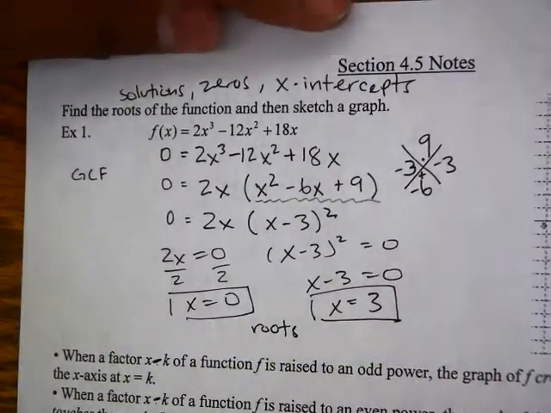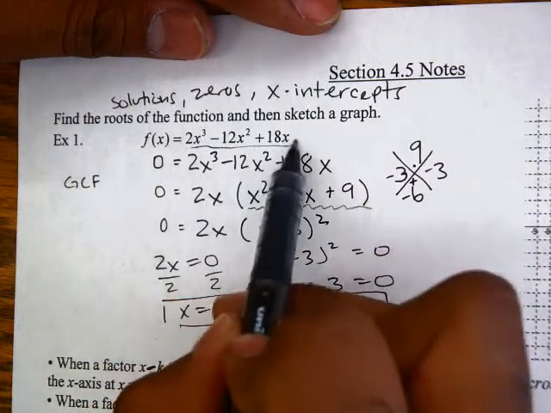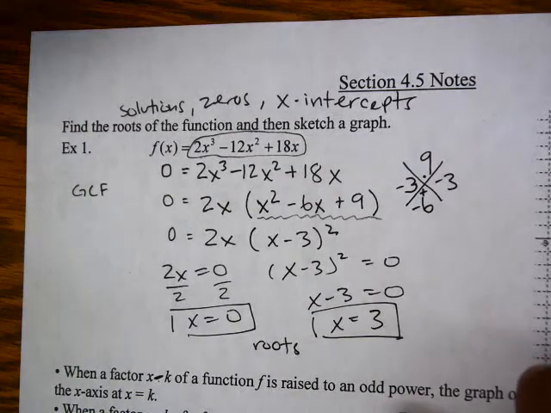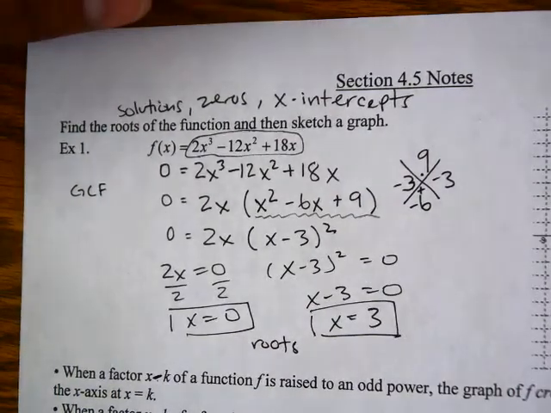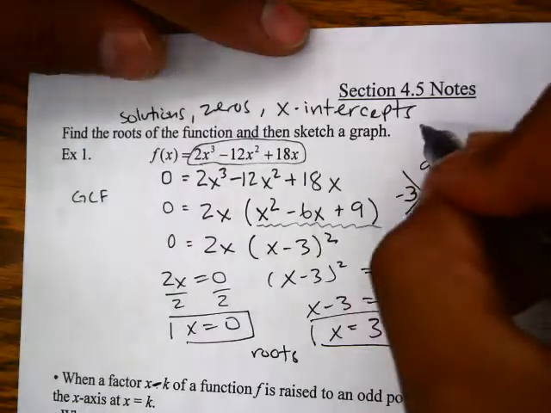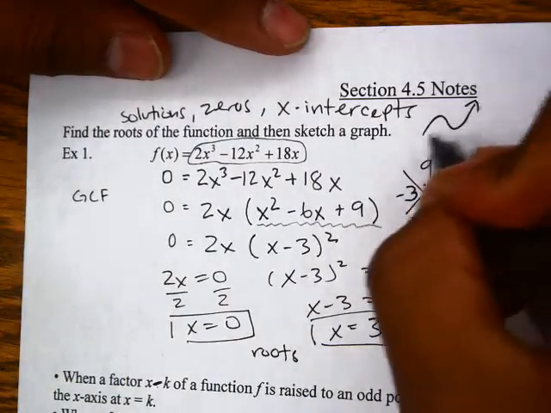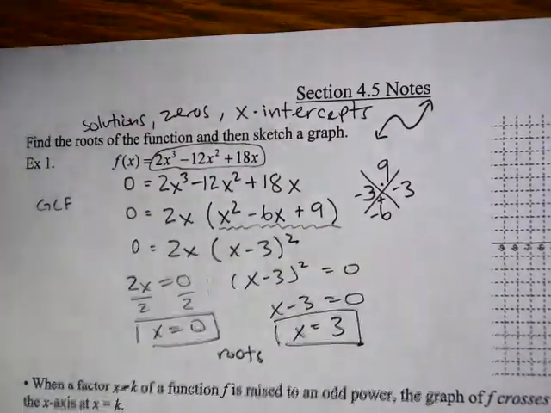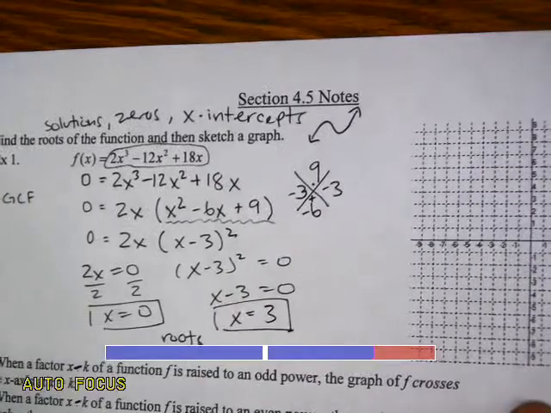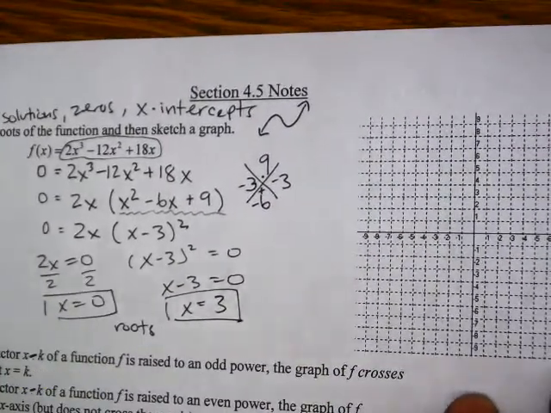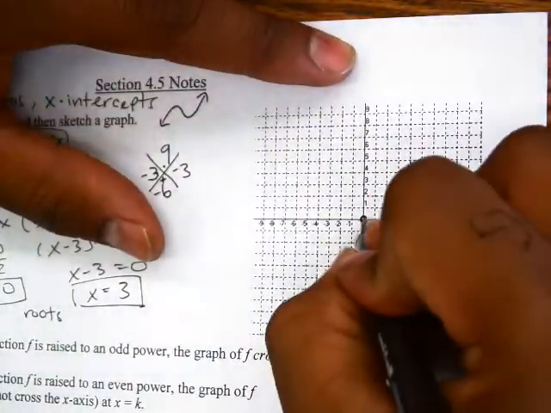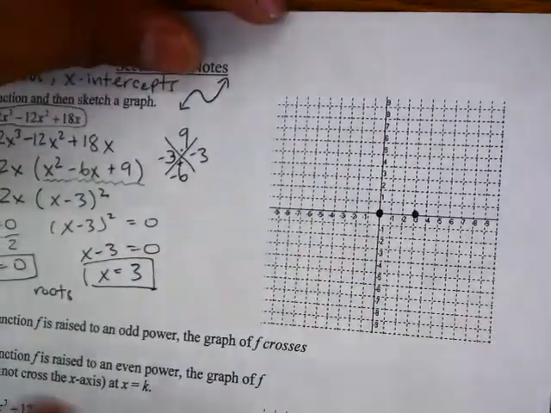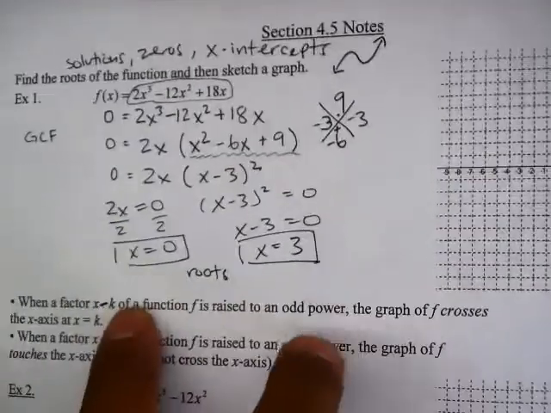So let's go back at the beginning of our function. We have 2x to the third. That's a cubic function. The first number is positive, so the graph should kind of look like this somehow. Okay. It also has to intersect the x-axis at 0 and 3. So here's 0, here's 3. I want to remember what it says down here. This is a helpful tip.